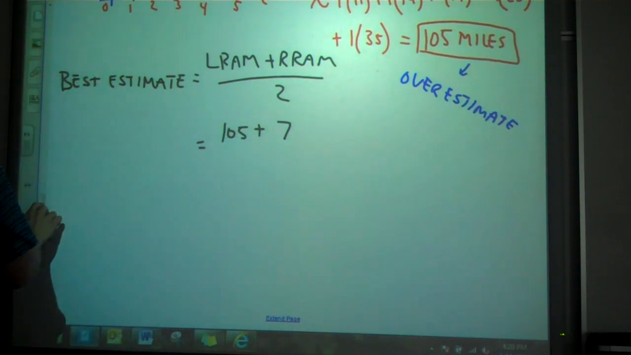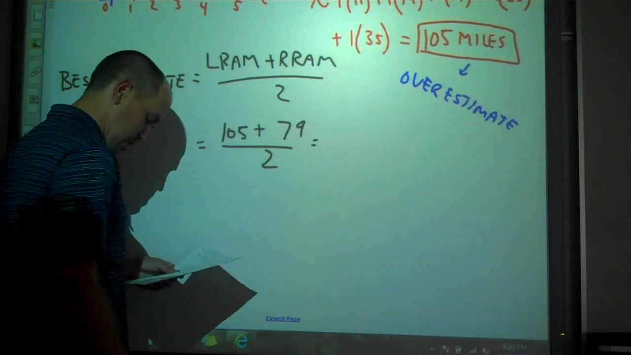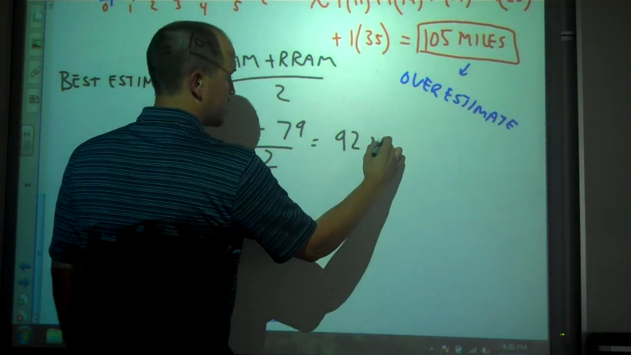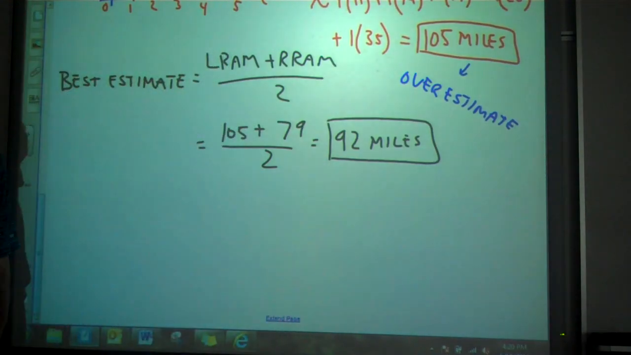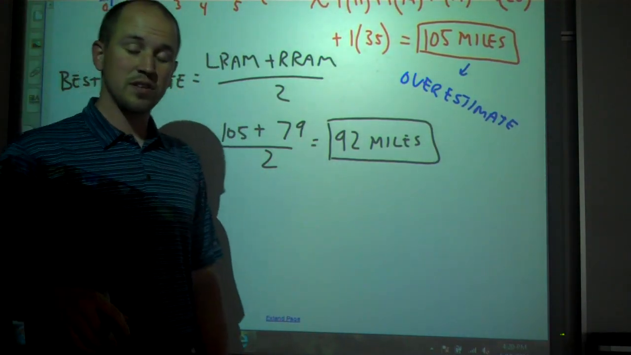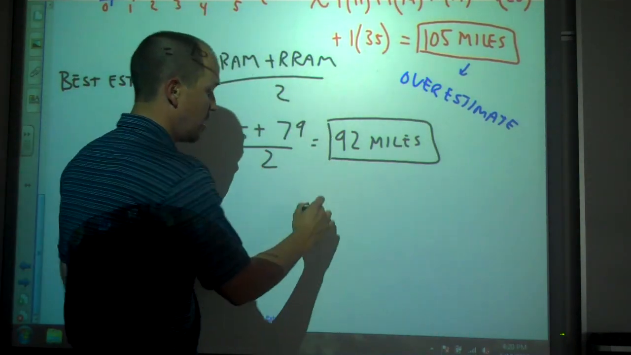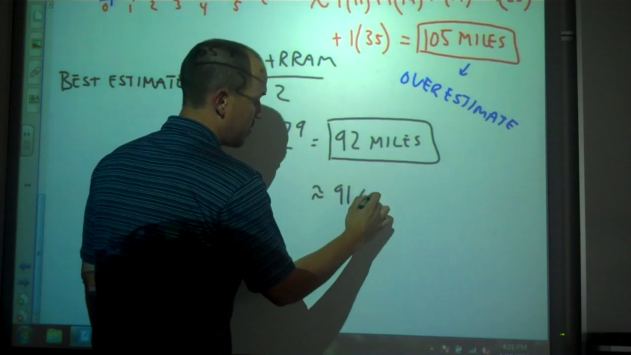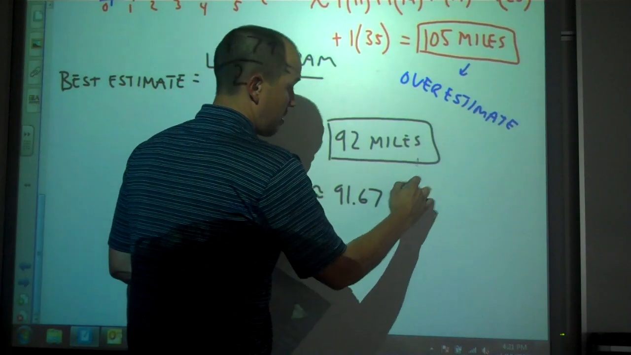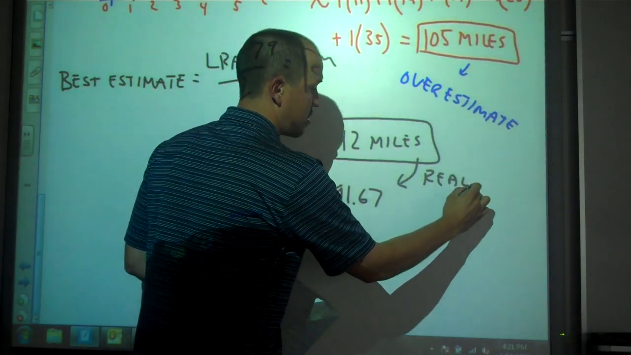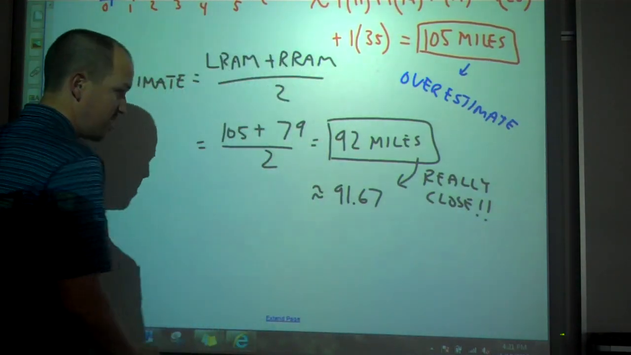Is it 79 and 105? Yeah. And we get 92 miles. Okay, that's pretty good. When I do this, there is a way to calculate this exactly on the calculator, which you're going to learn next year. But the answer is actually 91.67, and that's pretty darn tootin' close.